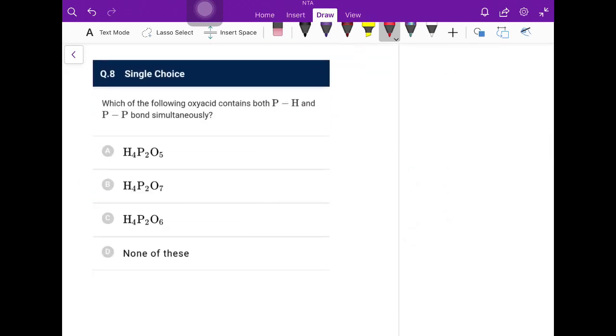Moving on to the next question, question number 8. Which of the following oxy acids contain both P-H and P-P bonds simultaneously? So first of all, we need to draw the structures. For drawing this structure, the main thing you should know is that phosphorus must contain a double bond to O. So both phosphorus will contain a double bond O. Now first we will put OH groups so that hydrogen gets over. So 2 OH this side, by symmetry 2 OH this side, and we are left with a single oxygen.